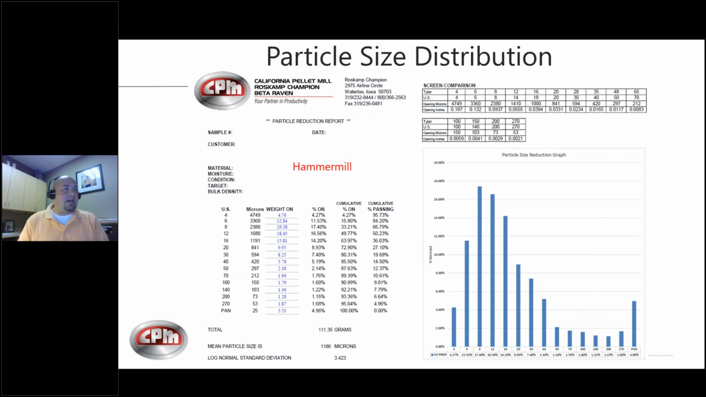So this is a sieve report or the particle size distribution from a hammer mill grind. And it's something we'd very typically see. You can see some larger material on the 4 and the 6 mesh, but you also see an uptick of fines down there on the right side of it, which is very common for hammer mills just because of the nature of how they grind. I'll talk about that in a second.